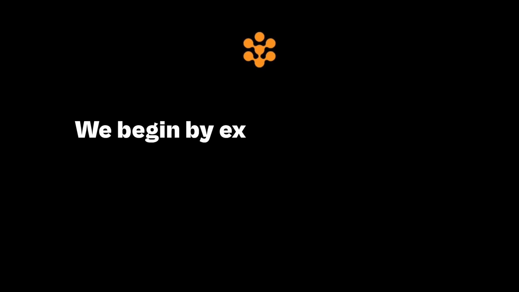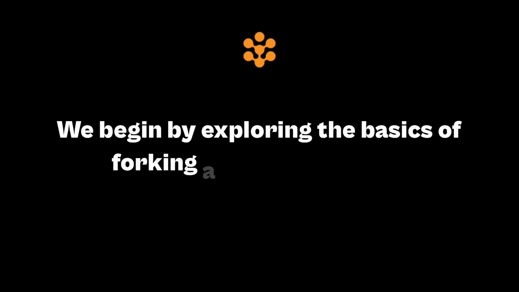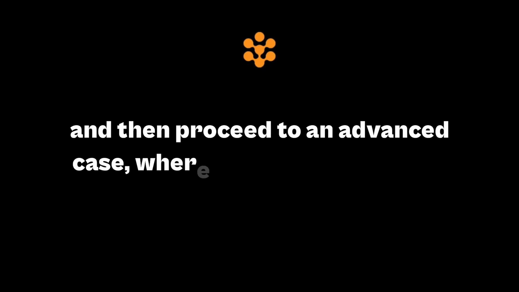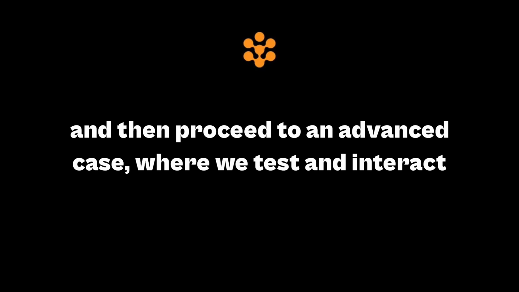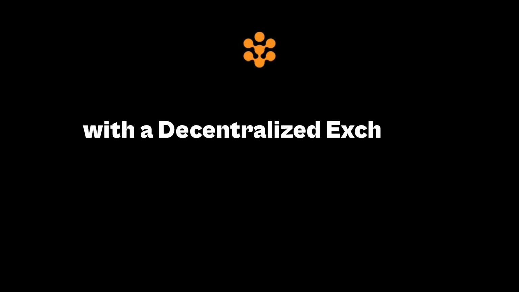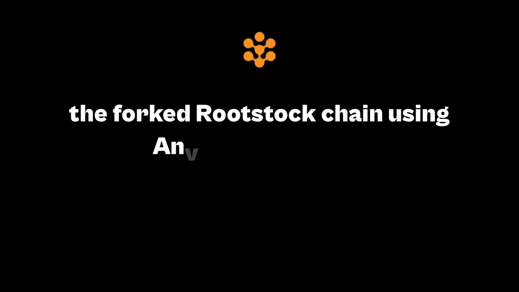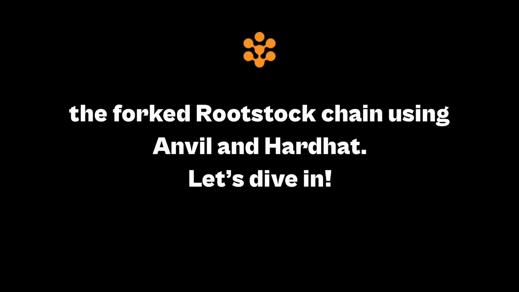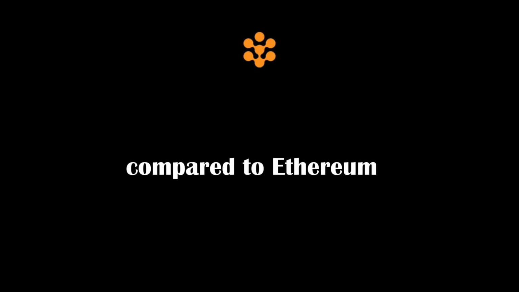We'll begin by exploring the basics of forking and its intricacies, and then proceed to a more advanced case where we test and interact with a decentralized exchange contract through the forked Rootstock chain using Anvil and Hardhat. Let's dive in. Compared to Ethereum, building on Rootstock offers certain benefits, and some of these are low gas fees.